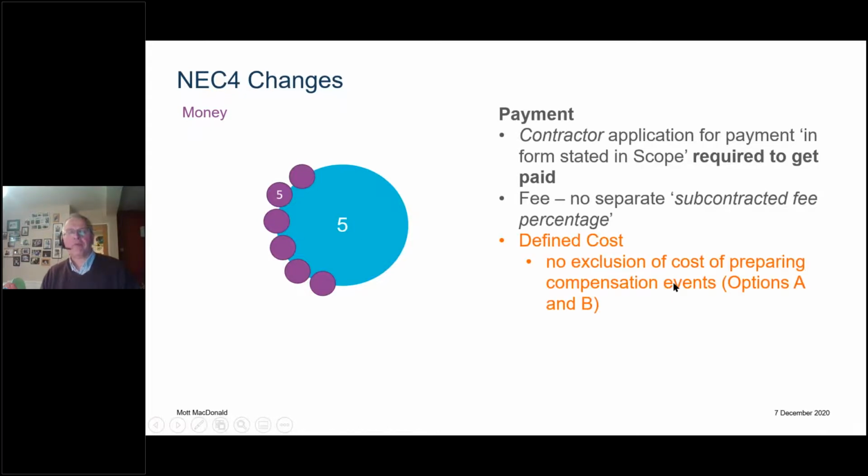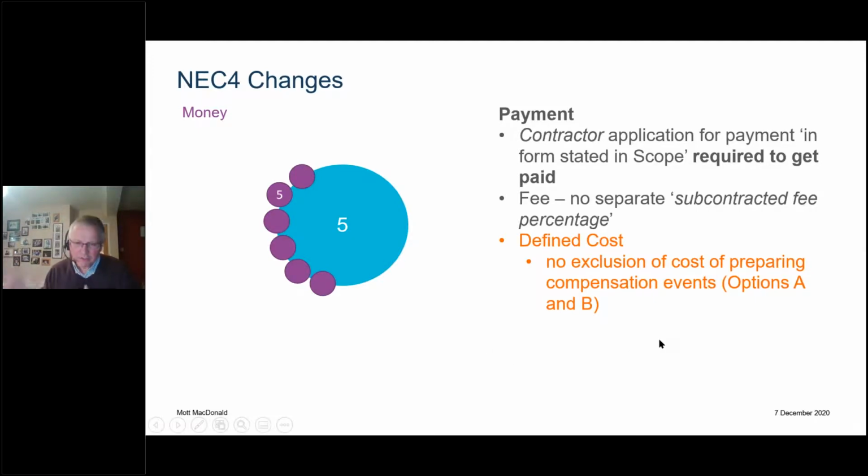And when it comes to defined cost, in NEC3, there was a horrible clause which excluded the cost of preparing compensation events. That was only in options A and B, but it was horrible. When you were bidding, this was in the PSC and the ECC, and it meant you just had to take a complete flyer on how much money you might have to spend preparing quotations for compensation events. Now that clause has gone away.